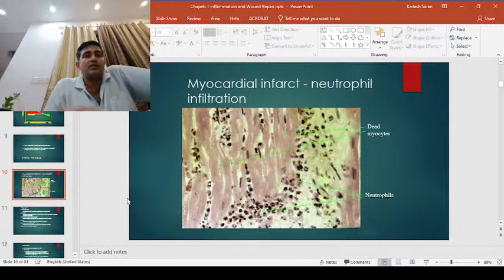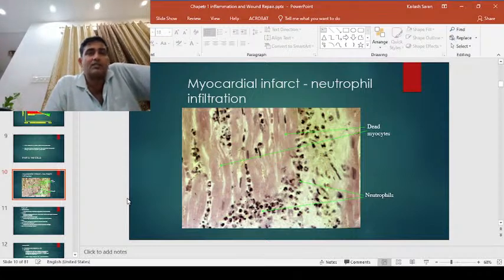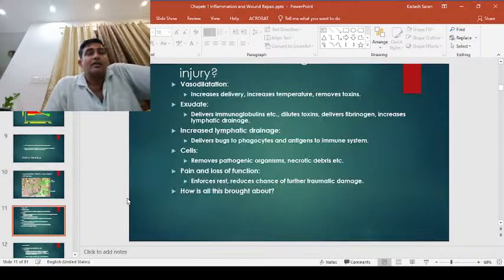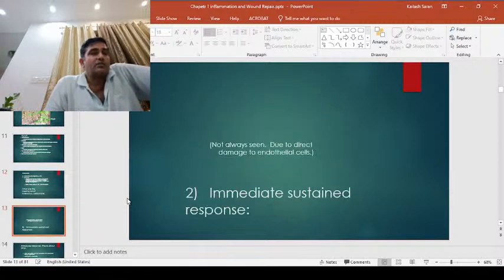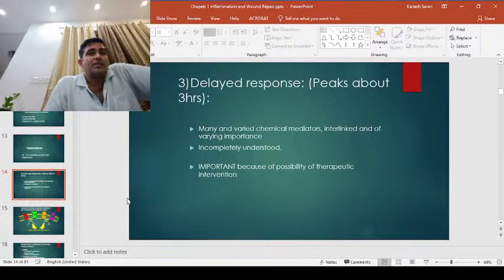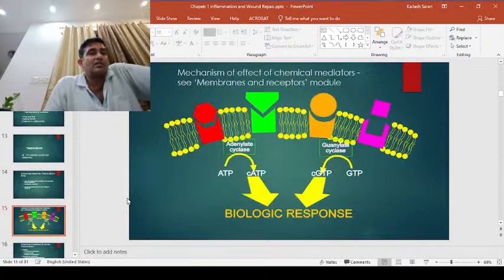This is a very important diagram. I purposely posted it here, so you may find this question in the November or January exam. The same question, this is from their question bank. This is what happens on injury: vasodilation, exudate, increased lymphatic drainage, cells. So what are the body's responses? What chemicals are released? What is the delayed response? Which type of receptors are involved?